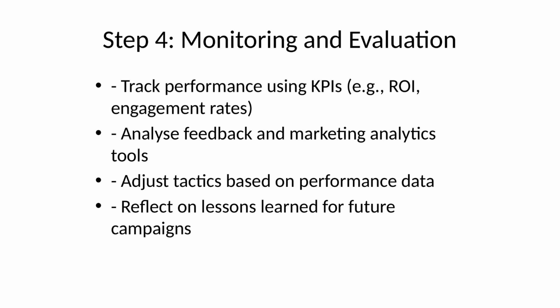If something isn't working, such as low engagement or high bounce rates, be prepared to adjust tactics, such as changing messaging or targeting. Ongoing analysis allows marketers to stay agile and optimize outcomes continuously. Evaluation should also include a reflective component, where the team reviews what went well and what could be improved. Documenting these lessons can inform future campaigns and refine marketing processes. Monitoring and evaluation close the loop in the strategic process, ensuring accountability, learning, and continuous improvement in marketing performance.